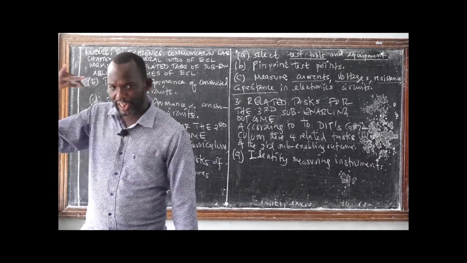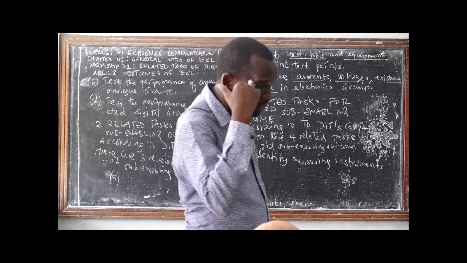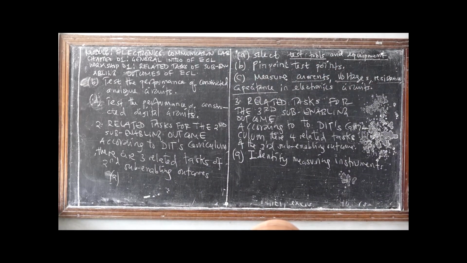When you read, you write it in your mind. Later on, when you realize that the stuff is difficult, you will refer back that, oh, this is my responsibility. It's not the matter of the teacher, it's not the matter of the subject. This is my responsibility as an electronics and telecommunication engineer. So what is the difference between identify measuring instrument and select test tools and equipment?